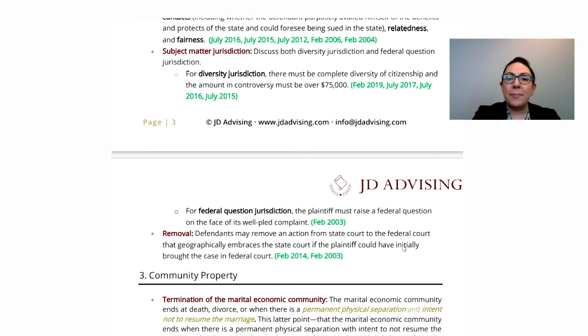Another topic that sometimes comes up on the California essays is removal, and we see this a lot of times hand in hand with subject matter jurisdiction, because the rule for removal is that defendants can remove an action from state court to federal court, and they're removing to the federal court that geographically embraces a state court, if the plaintiff could have initially brought the case in federal court. Well, when can a plaintiff initially bring a case in federal court? When there's subject matter jurisdiction. So these two topics frequently go together, and I wouldn't be surprised to see them both tested together on an essay.